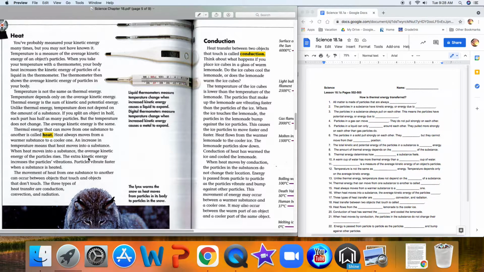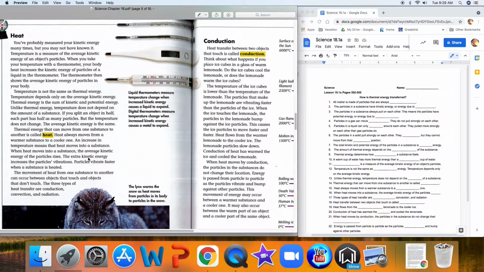Temperature is not the same as thermal energy. Temperature depends only on the average kinetic energy. Thermal energy is the... Oh, I'm in the math class now? What does sum mean? The whole altogether. Addition. Yeah, add it all together. So thermal energy is adding all of your kinetic and potential energy together. That's not temperature, guys. Temperature is just your kinetic energy.